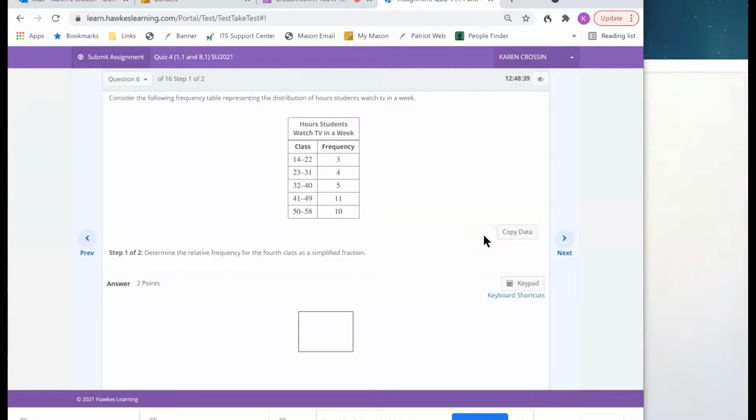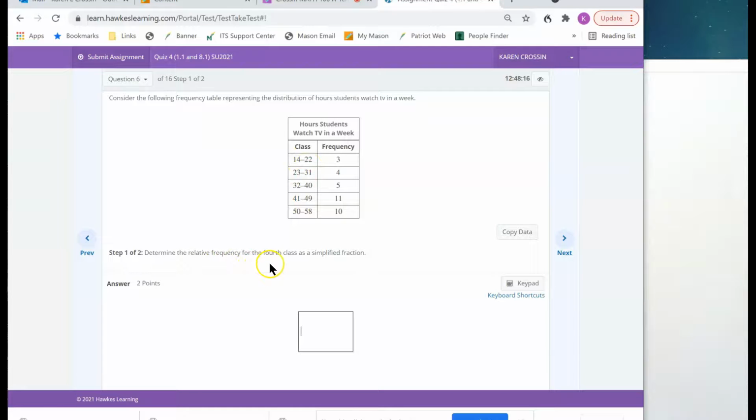All right. So I thought it was going to make us make the pie chart like some of the ones in the homework where it just took forever. Okay, consider the following frequency table, how many hours do students watch TV each week? Determine the relative frequency. Okay, so frequency is number of people who did something. So 3 people watched TV for 14 to 22 hours a week.